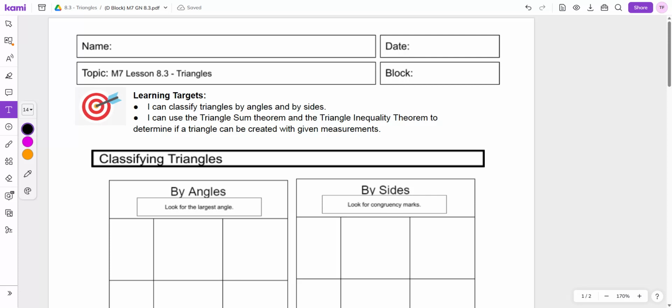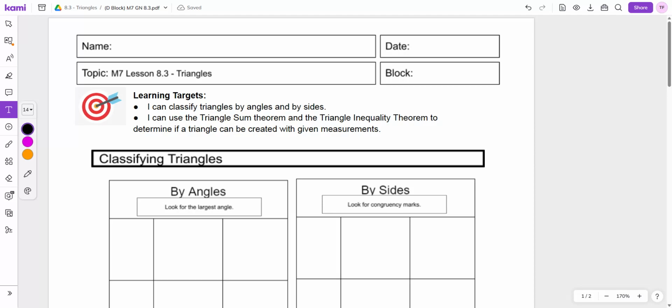Good morning. Okay, so today we're going to talk about triangles. We're going to have two videos. The first one we're going to talk about classifying triangles, and then the second one we're going to talk about the triangle sum theorem and the triangle inequality theorem. So let's get right to classifying triangles.